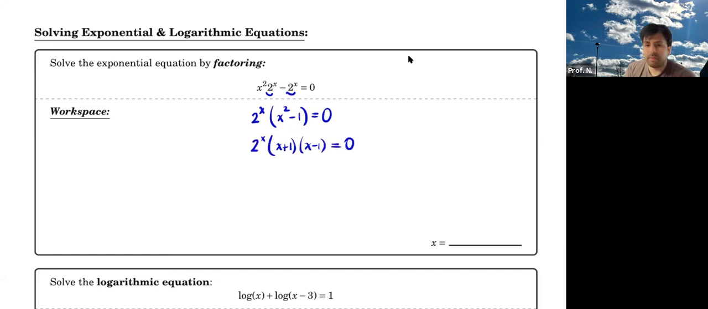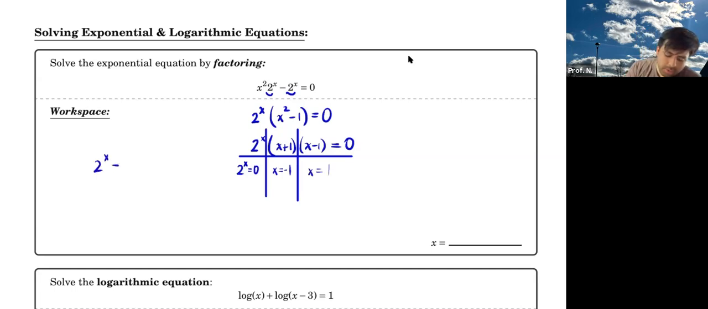That equals 0. And then what do I do? I split all of these up, and I solve individually. So 2^x should equal 0, x should equal -1, and x should equal 1. Now, what's 2^x equals 0? Can I solve for this? Can I solve for 0? How do I solve for x? How would I solve for x?